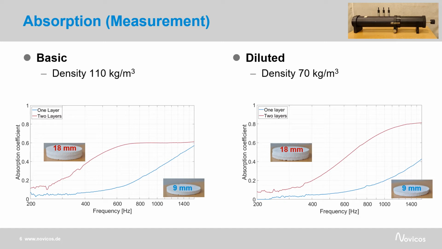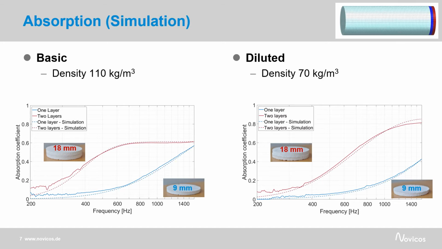To get an idea what might be the differences of these materials, I set up a numerical simulation. In the simulation, I represented the impedance tube measurements with both 1 and 2 layers of each sample. Here, the dashed lines show the results of the simulation. They match quite well with the measurements. Therefore, I can use the simulation to identify some of the acoustic parameters of these samples.